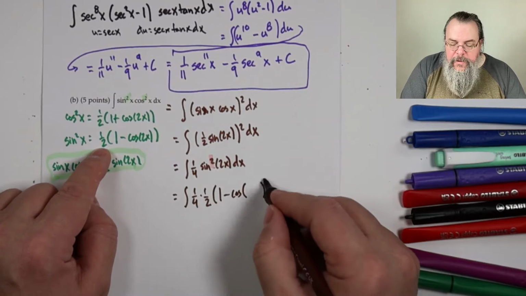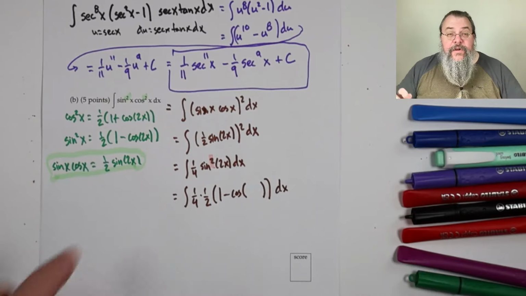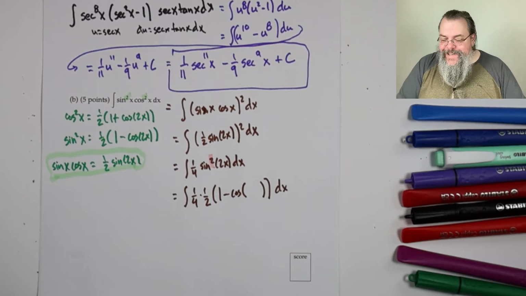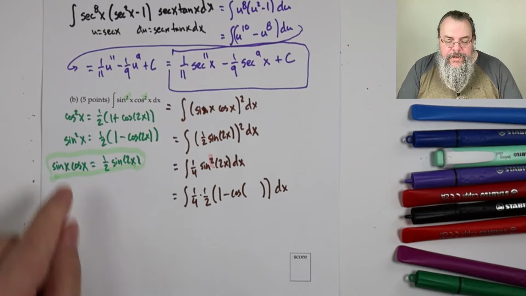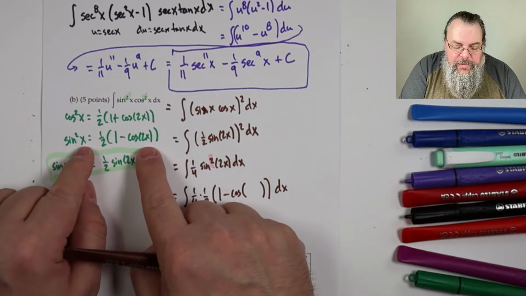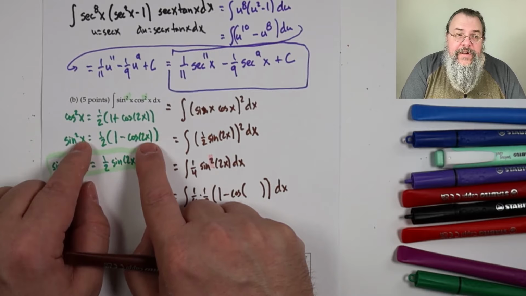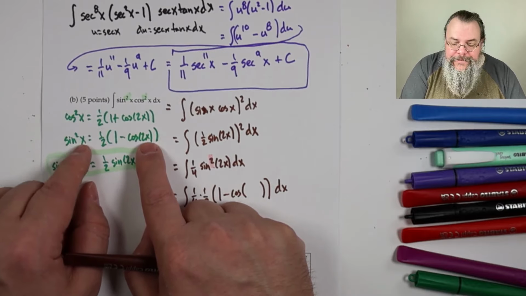And this is the part where I have made mistakes in the past. So I always say, slow down, Steve. Don't make that mistake again. When you're doing power reduction, you double the angle you currently have. So it's not necessarily going to be 2x, it's going to be double what you currently have.